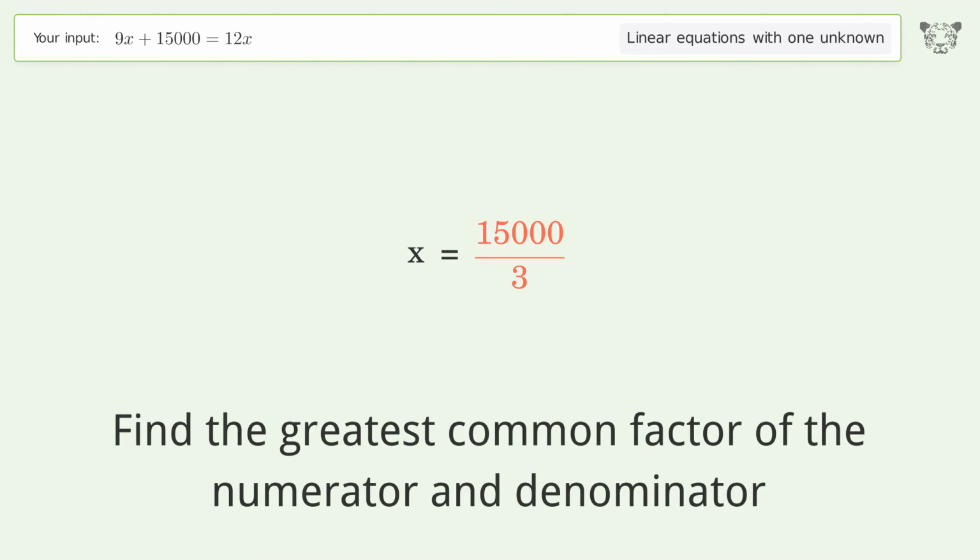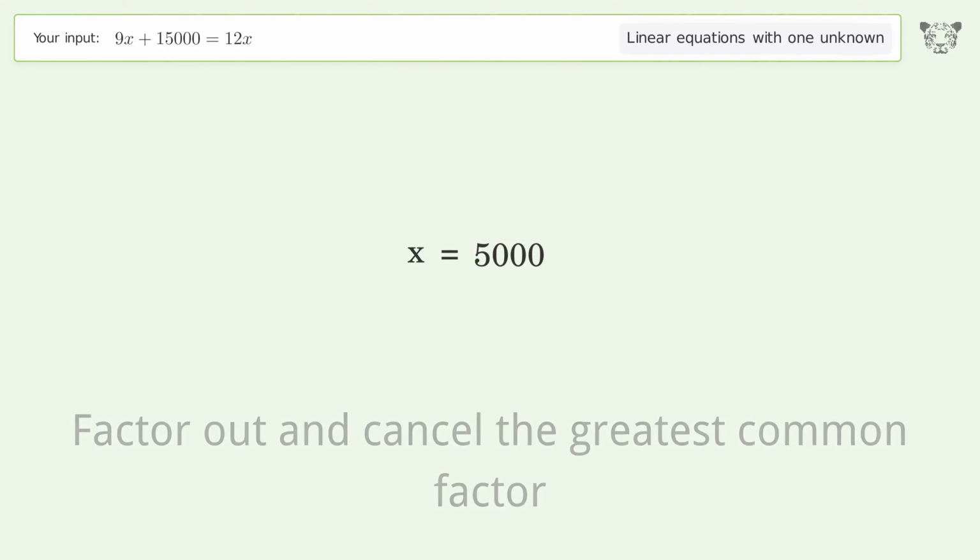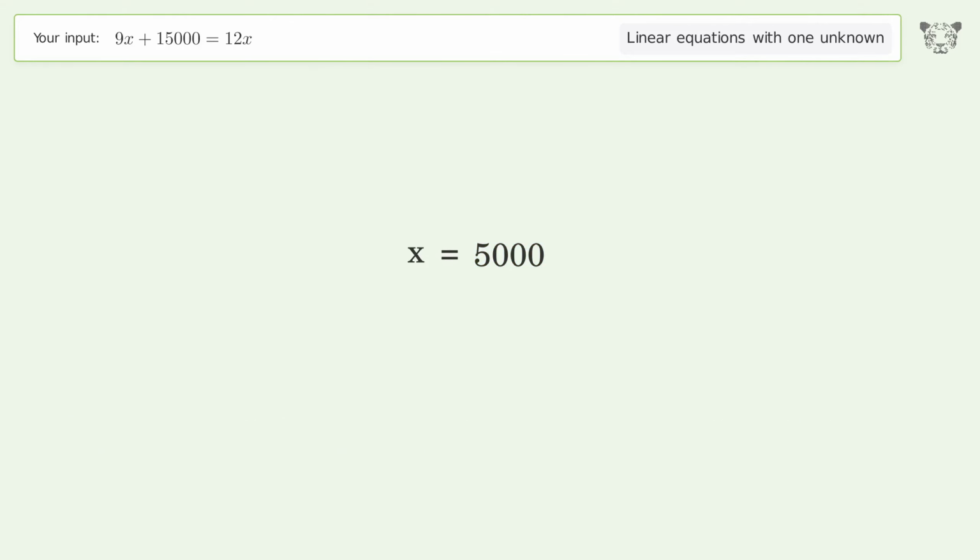Find the greatest common factor of the numerator and denominator. Factor out and cancel the greatest common factor. And so the final result is x equals 5000.